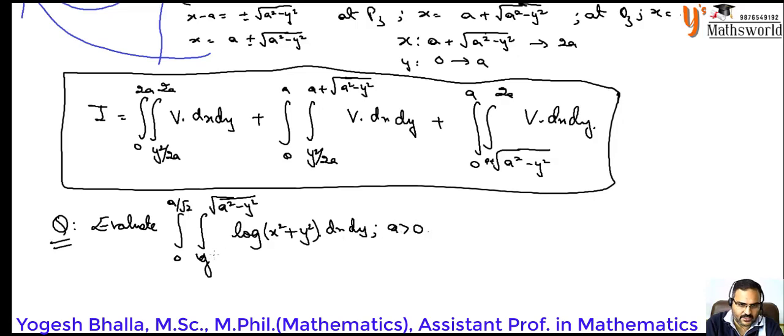Now since x equal to y is a straight line, and x equal to this one is a circle, and we are moving for y from 0, that means we have to work only in the first quadrant over there. So I think the concept is clear to you.